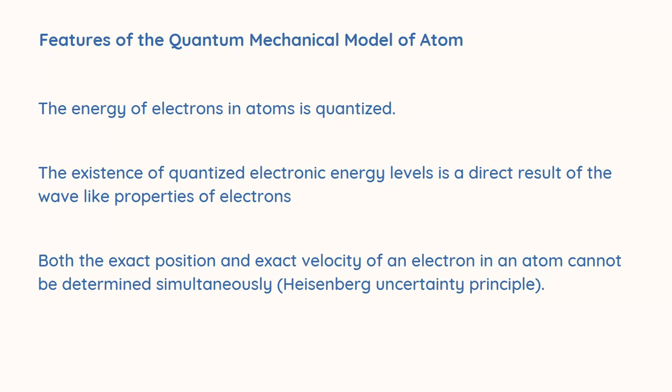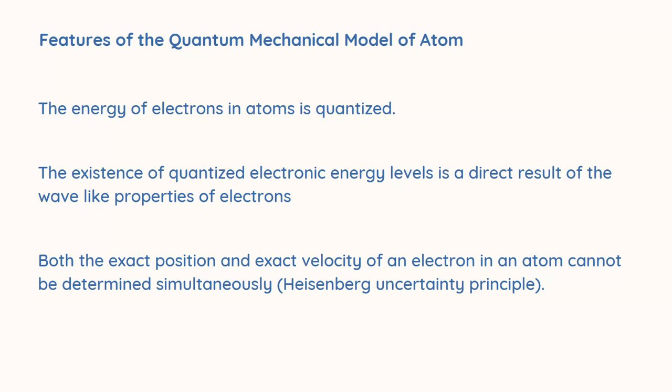The third is Heisenberg's uncertainty principle: both the exact position and the exact velocity of an electron in an atom cannot be determined simultaneously. According to Bohr's model, the electrons have a fixed path. But according to this model, we cannot determine the position and the velocity. So there is a possibility of finding the electron at a particular position, and that is what is considered here. That is a major difference between the quantum mechanical model of the atom and Bohr.